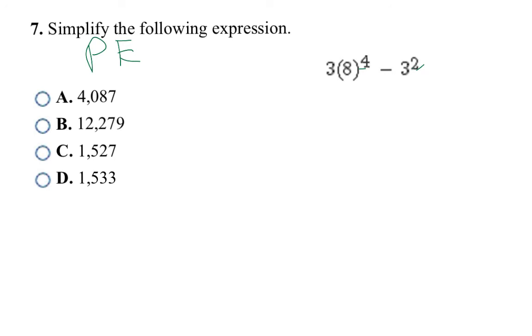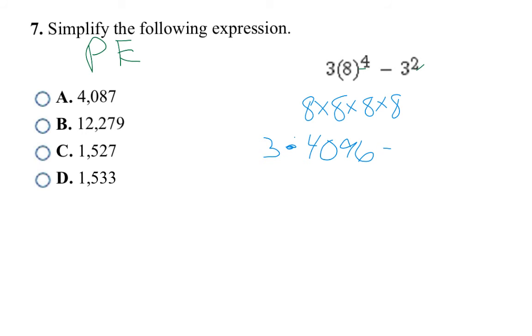So 8 raised to the 4th power means I'm going to take 8 times itself 4 times. And you can work that out by hand, or you can use the calculator, but either way you should get 4,096 when you work that out. And I still have that as times the 3 in the front.